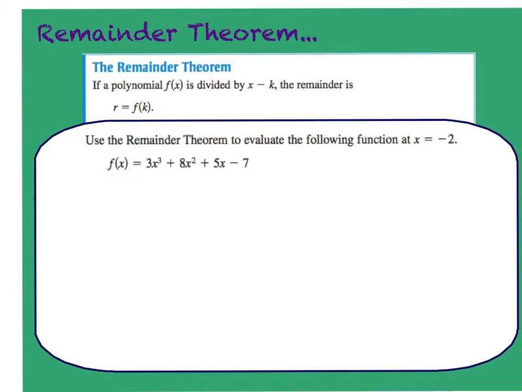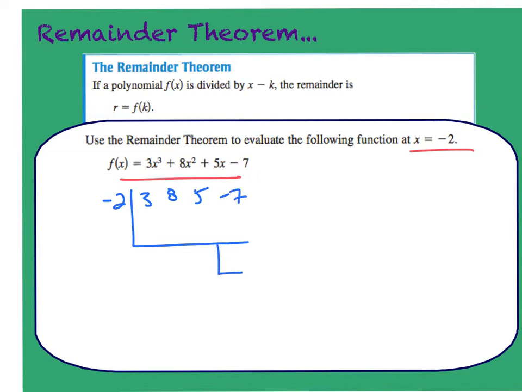So if I have this, I have 3x cubed plus 8x squared plus 5x minus 7. And I'm gonna use my k value of -2. Let's set up synthetic. So now I have -2 right here. And then I end up having 3 and 8 and 5 and -7. And then my little remainder box.